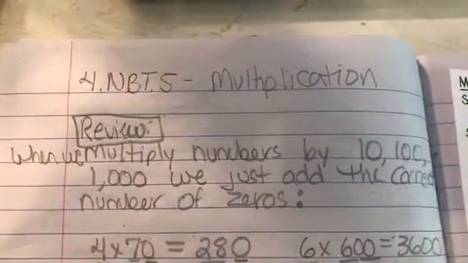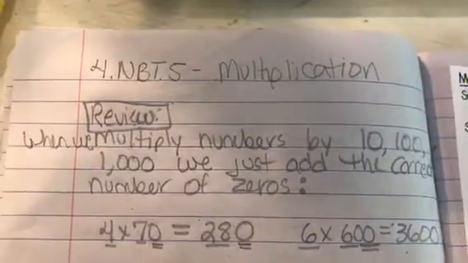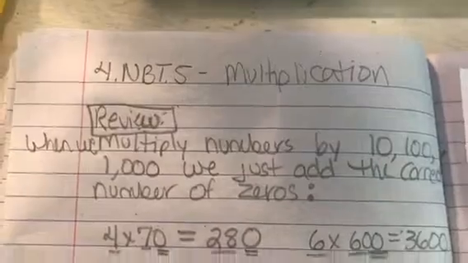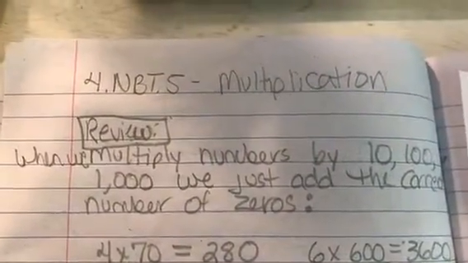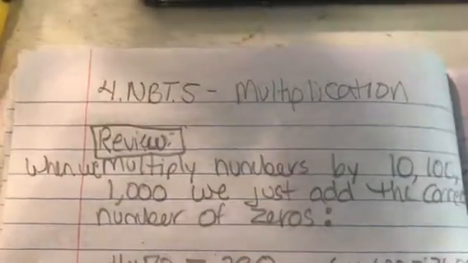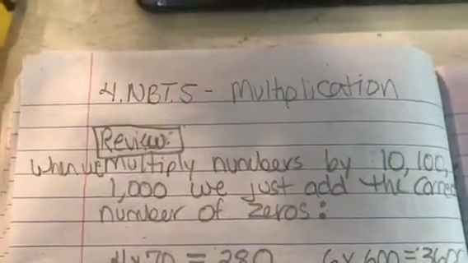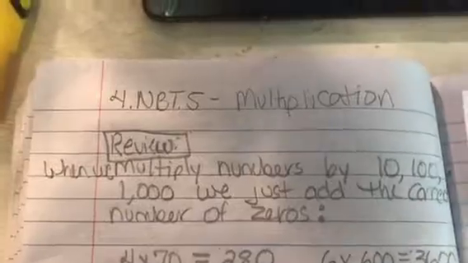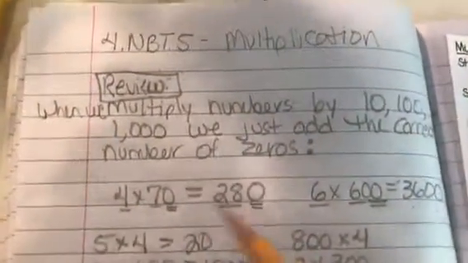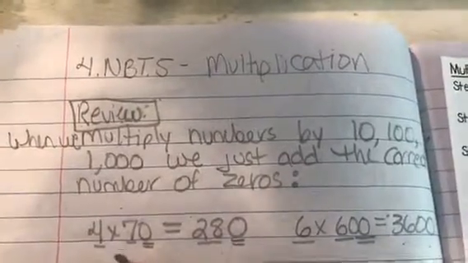Hello. NBT5 is about multiplication. It's different ways to multiply. We're going to start with one that's almost like a review, because we've already talked about multiplying by tens, hundreds, and thousands earlier in NBT 1 and 2, but this is taking it a step farther, where instead of just the number 10, 100, or 1,000, we're actually using numbers that are tens, hundreds, or thousands.